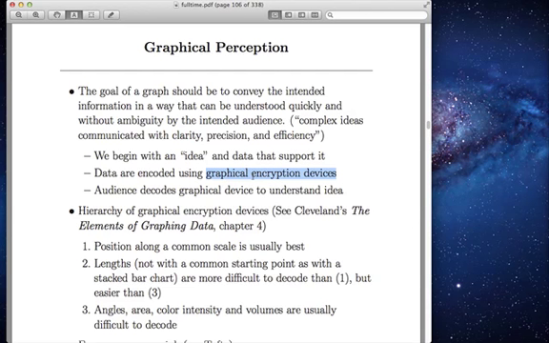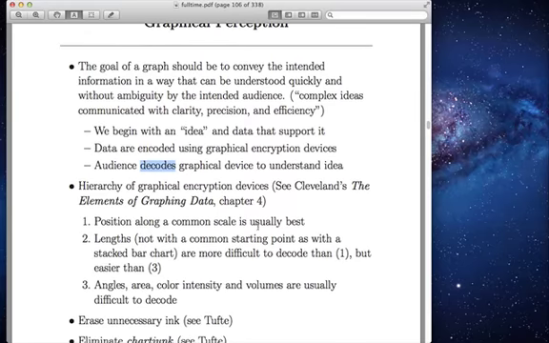Now, once we've encrypted it into a graph, the audience is going to have to decode or decrypt what we put in there. So in order to communicate this efficiently, we need to make sure that the way it's encrypted into the graph is easily decoded by our audience. So Cleveland did a lot of experiments where he tried to understand which encryption devices, which sounds like a fancy term, are going to be most easily decoded. So the most easily decoded is going to be position along a common scale.